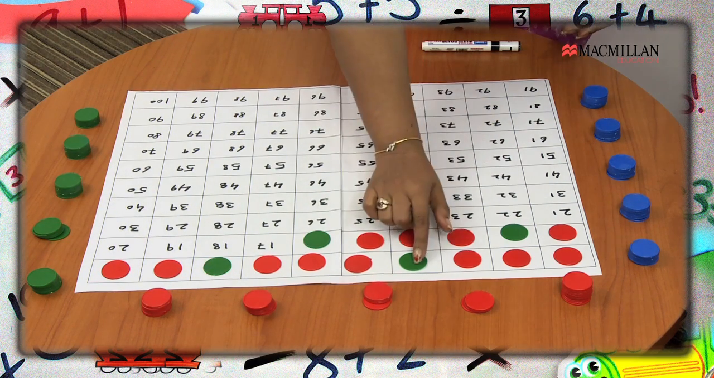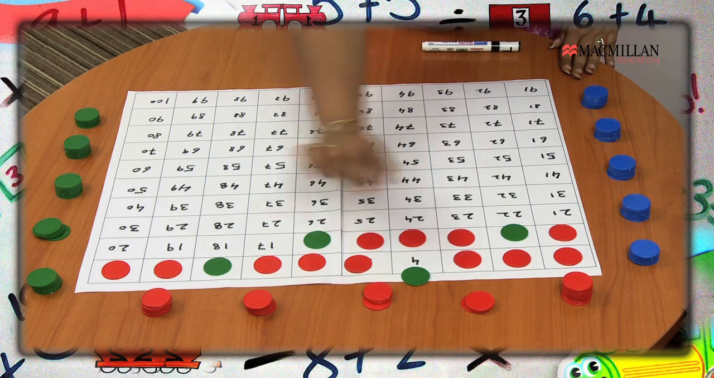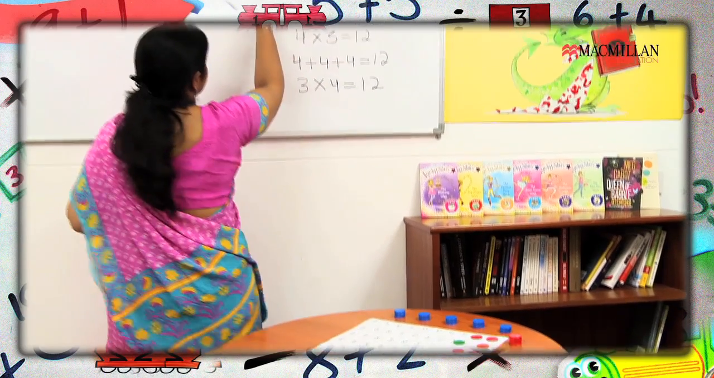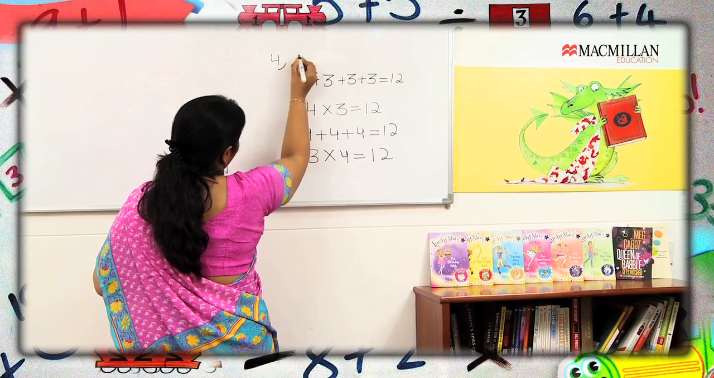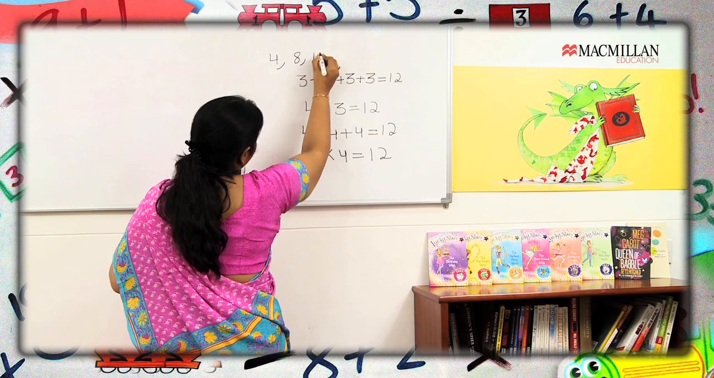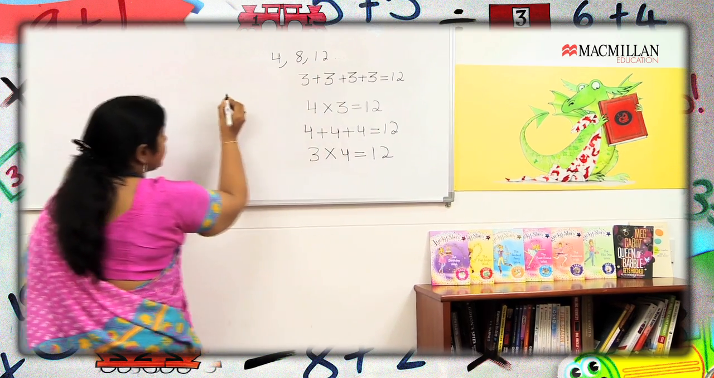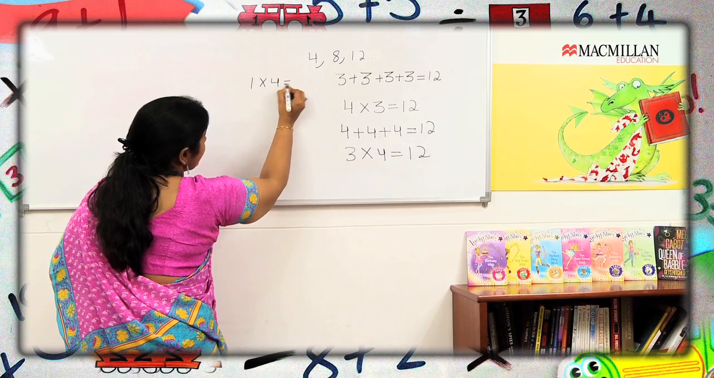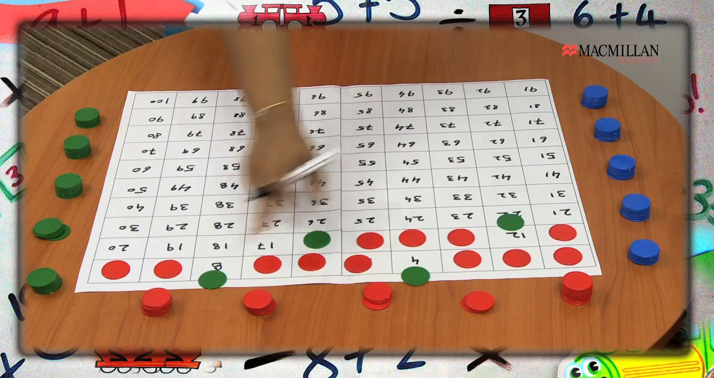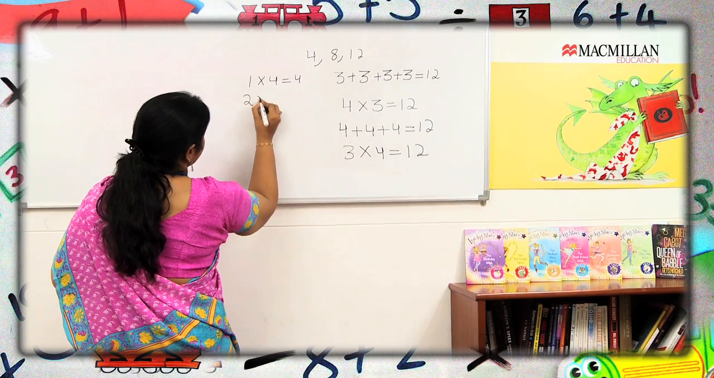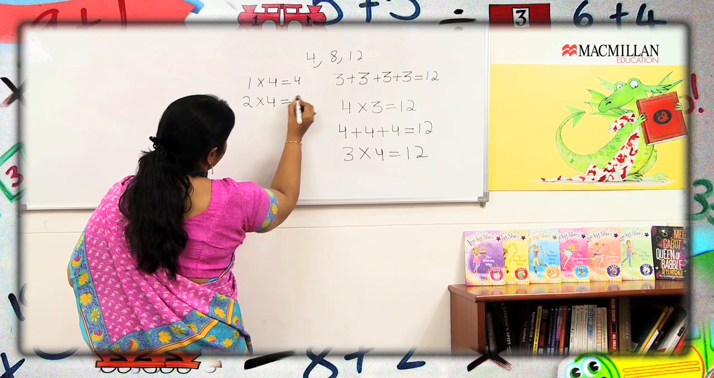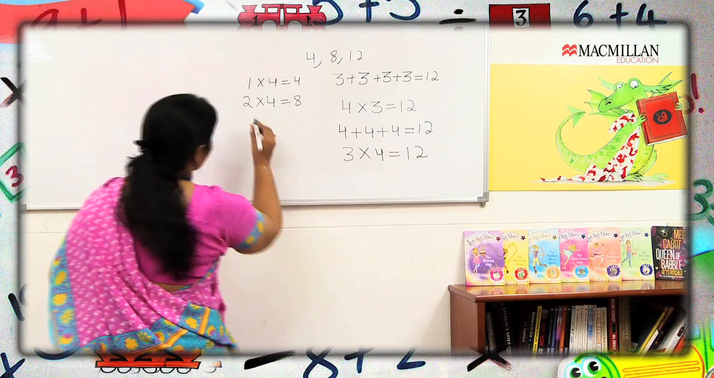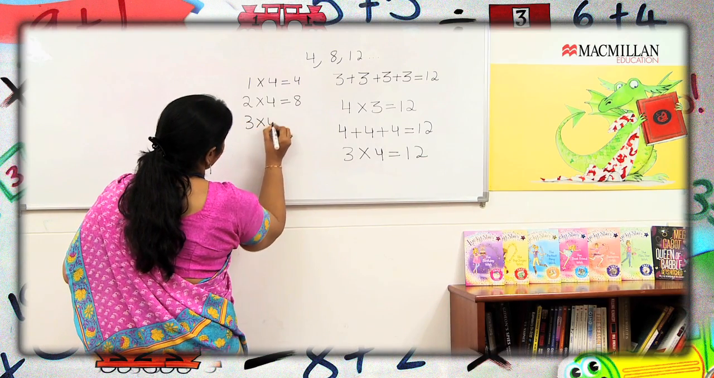But I want to show you something. So what have I got under each green counter? 4, 8, 12. So if I am skip counting, I have 4, 8, 12, so on. So what have I got? When it is 1 times 4, it is 4. And when it is 2 times 4, it is 8. And when it is 1, 2 and 3 times 4, it is 12.